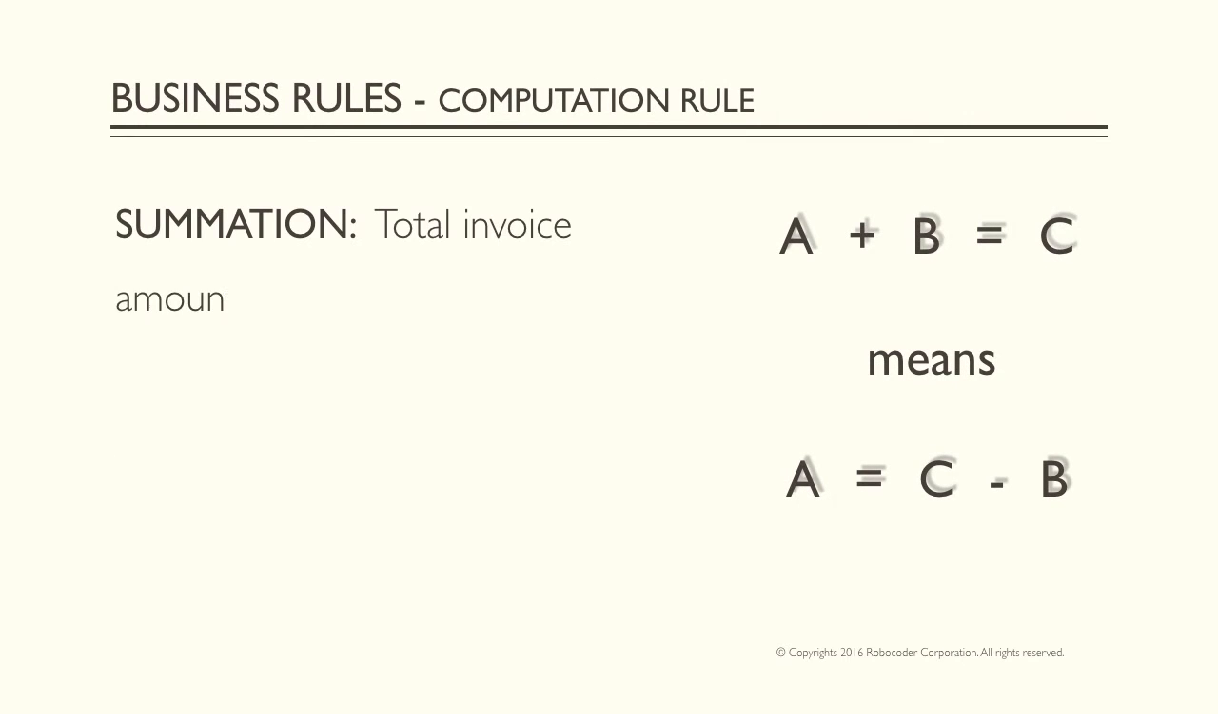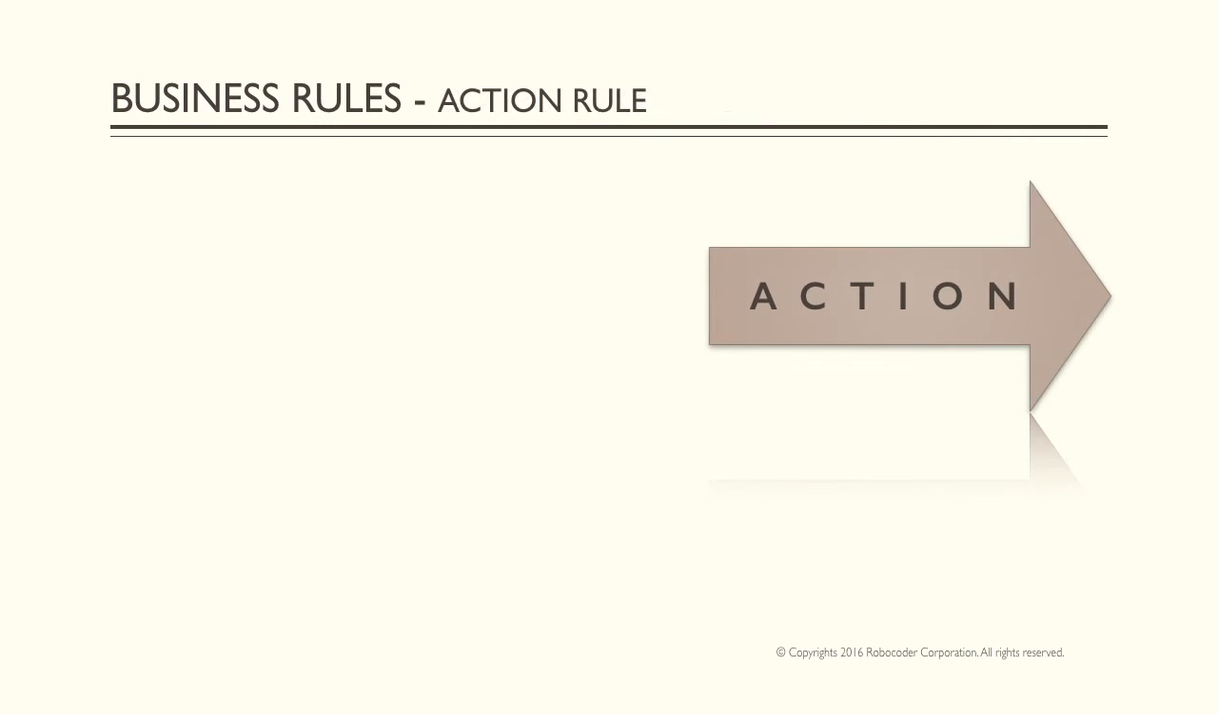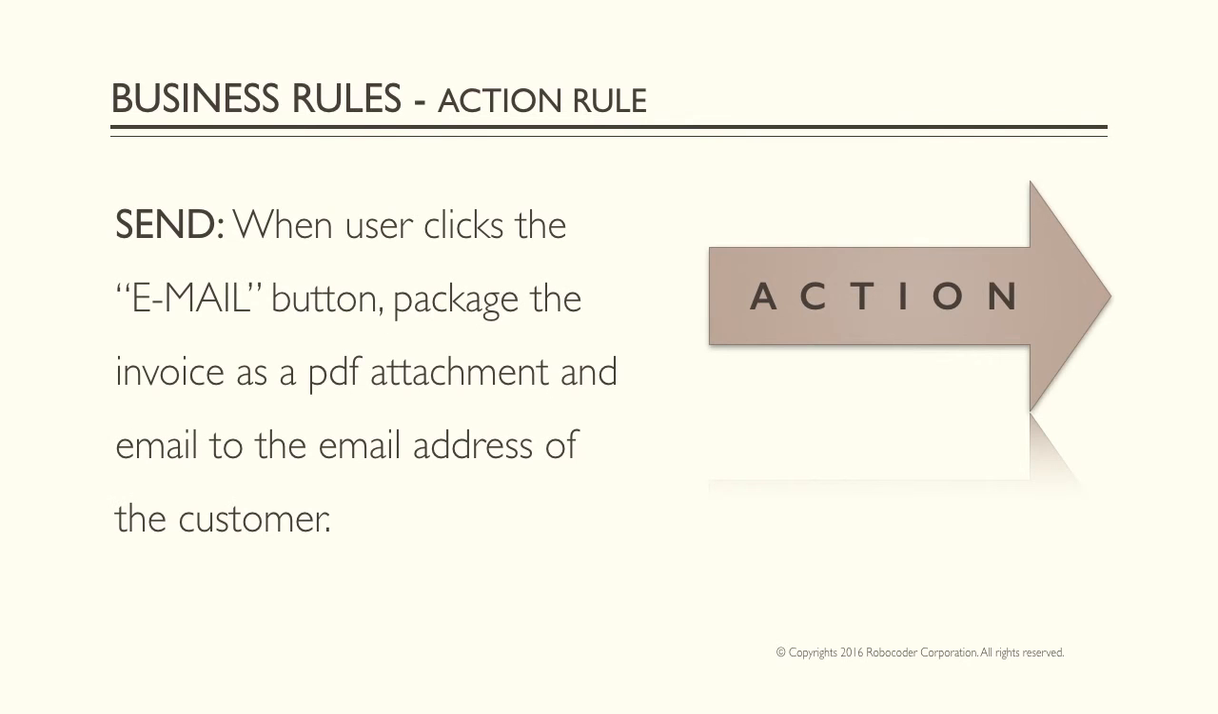Any formula can be considered a computation rule. The example we use here is the total invoice amount must equal the sum of its detailed amounts. This action rule gets triggered when the user clicks the email button. It would package the invoice as a PDF attachment and email it to the email address of the respective customer.